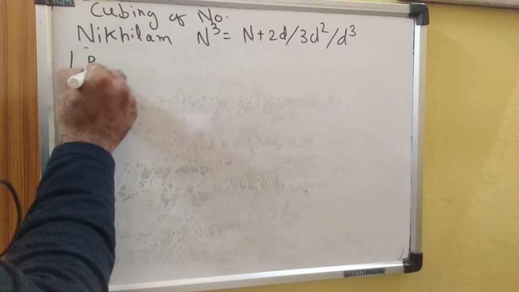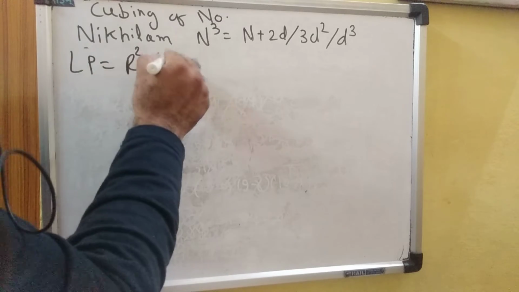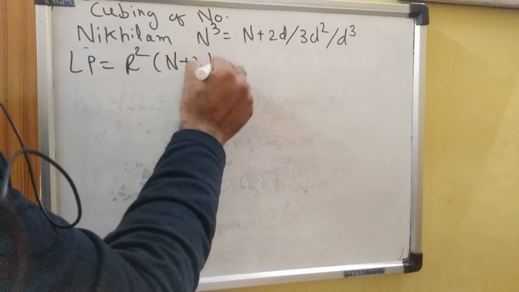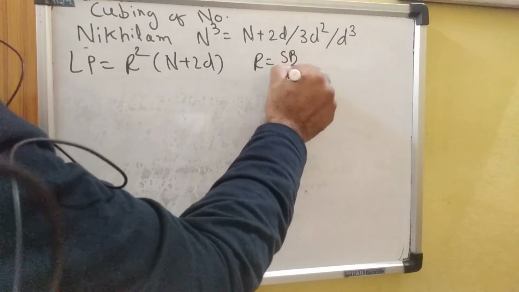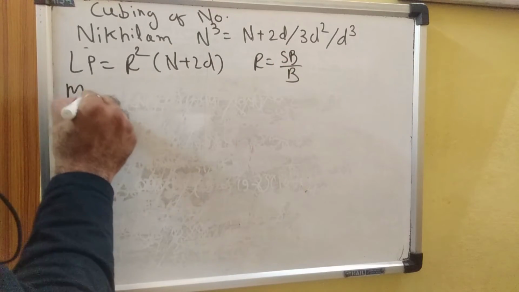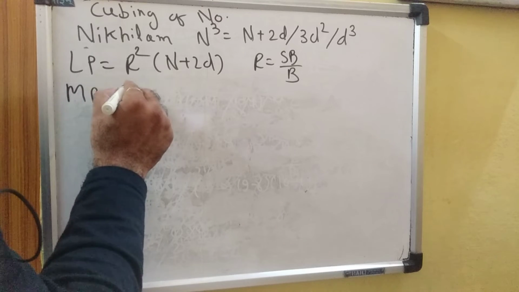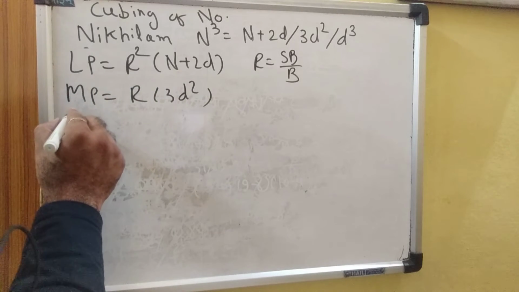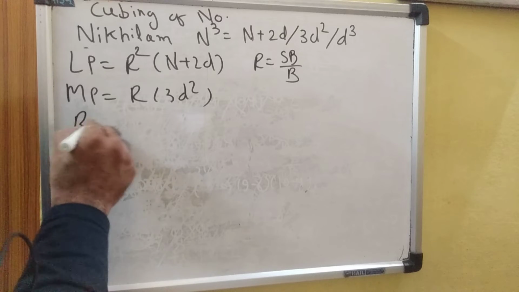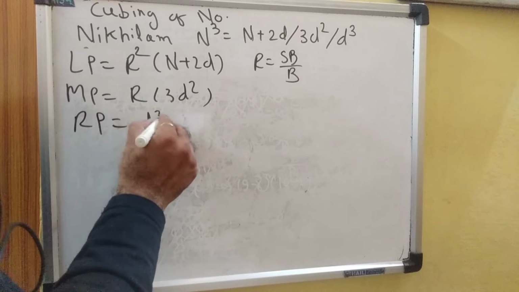Here the left part will become r square into n plus 2d. Here r stands for the ratio of sub-base to the base, and the mid part will be r into 3d square, and the right part will remain the same.